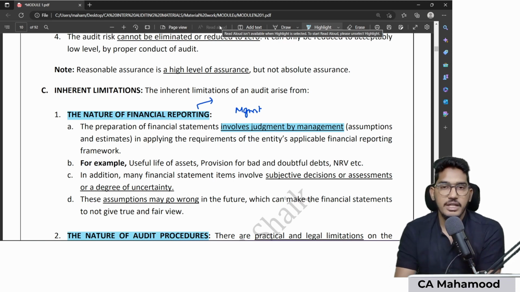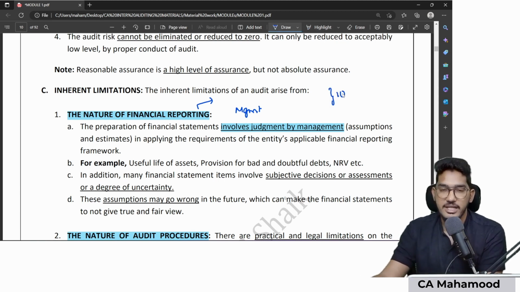Like for example, in year 1, the company has bought some plant and machinery. They made an assumption that the plant and machinery will work for 10 years. But in the second year, because of a short circuit, that entire plant and machinery got burnt. So management calculated the depreciation estimating useful life as 10 years, but the actual life turned out to be 2 years only. Now, your assumption has gone wrong.